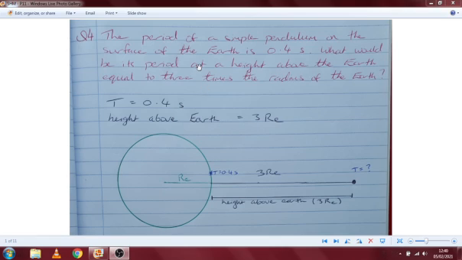Final question, question 4. The period of a simple pendulum on the surface of the Earth is 0.4 seconds. What would its period be at a height above the Earth equal to 3 times the radius of the Earth? So again, a diagram is very important and it will stop you making a mistake.